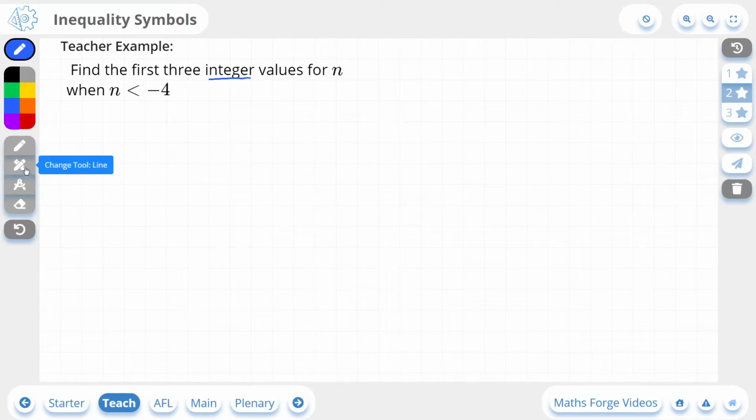Well, if you think about a number line, like this one here, all numbers to the left are considered smaller, and all numbers to the right are considered larger. And now we're just looking at the negative numbers here. So we have to find the first 3 numbers, integer values, that are smaller than -4. So smaller than, less than -4.